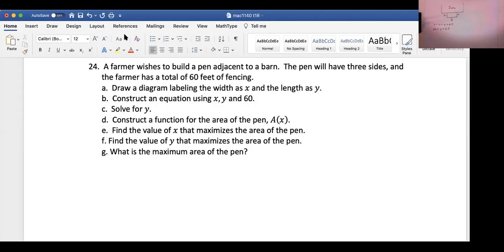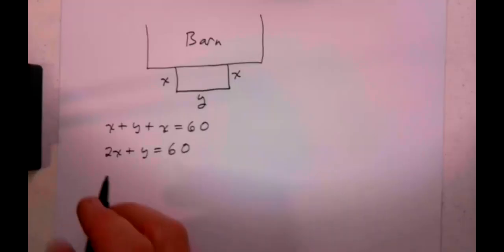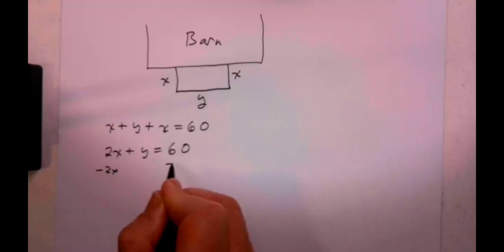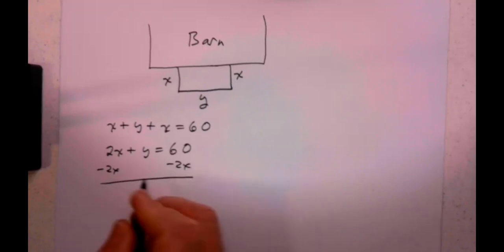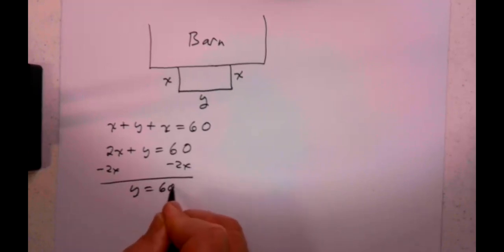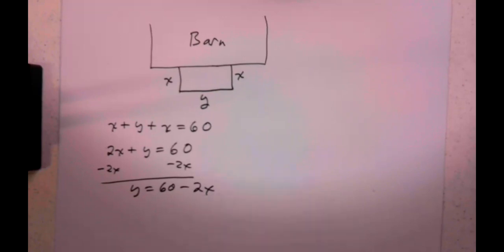What's the next question that we're asked? Solve for Y. Okay, that I can do. If I solve for Y, we'll subtract 2X from both sides. And we get Y equals 60 minus 2X. That's done.